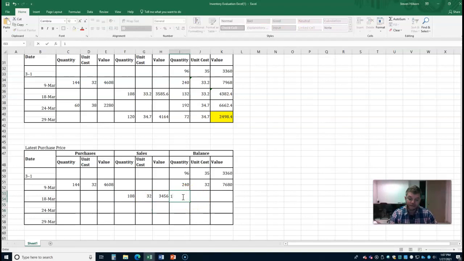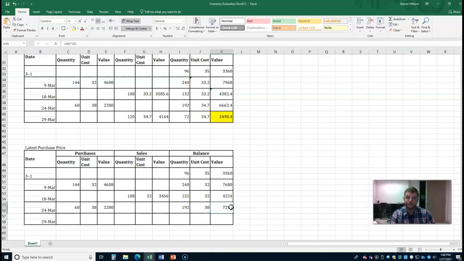And when we had 240, we now have 132 at $32. Same thing. $4,224, $4,382. You can see the fluctuation. Our next purchase is going to be at $38 for 60 units, as it was before. But now, because that's our new latest purchase price, all of the remaining units are now worth $38. They were worth 32 previously. Now they're worth 38. So you have 192 units, and you're going to multiply that through.